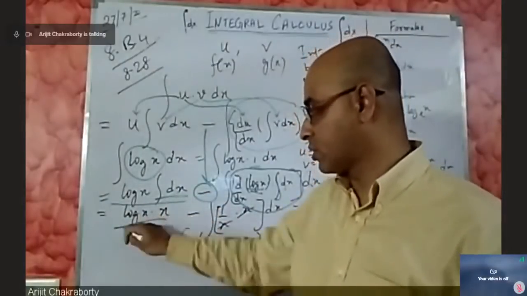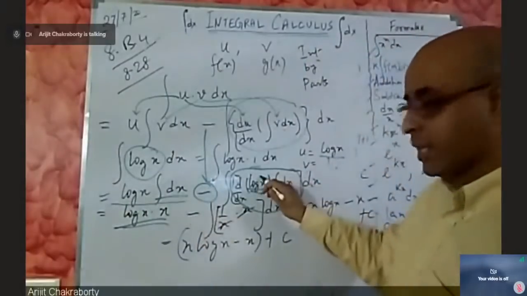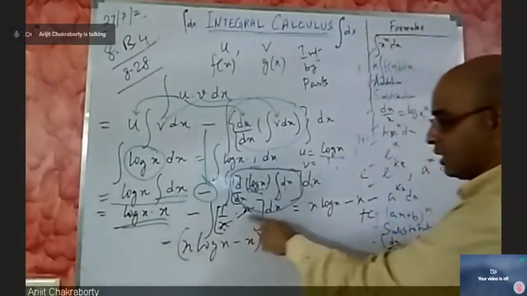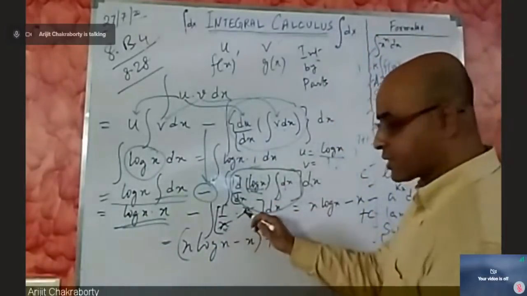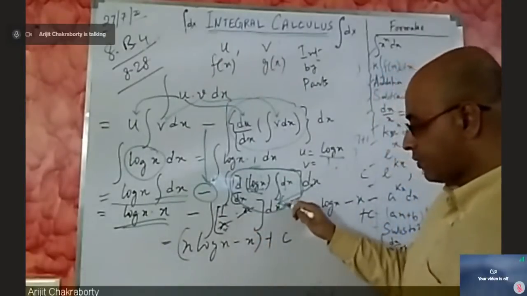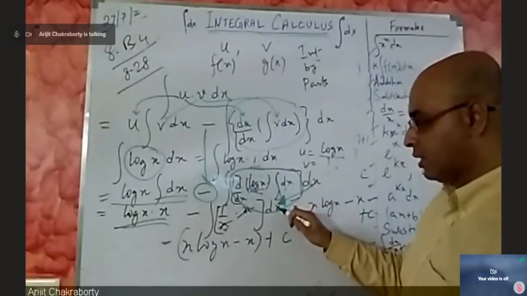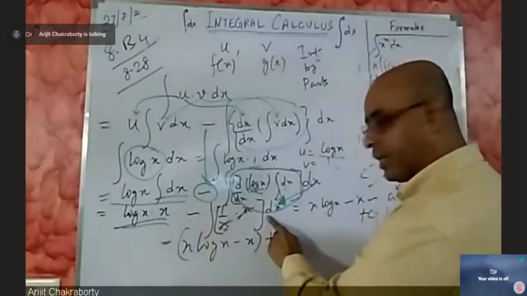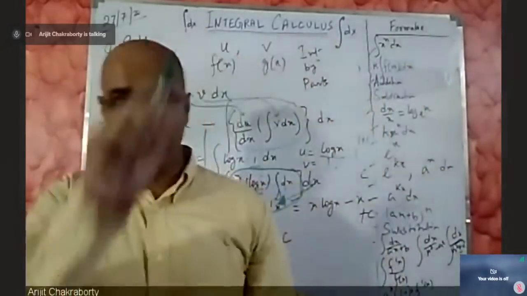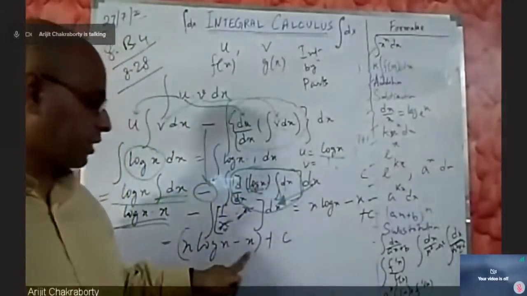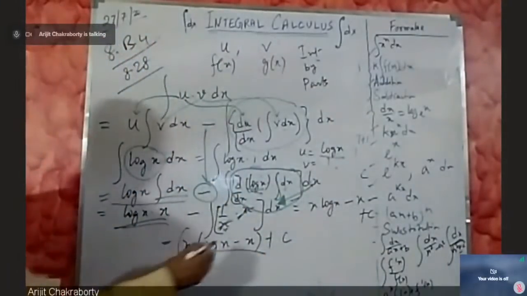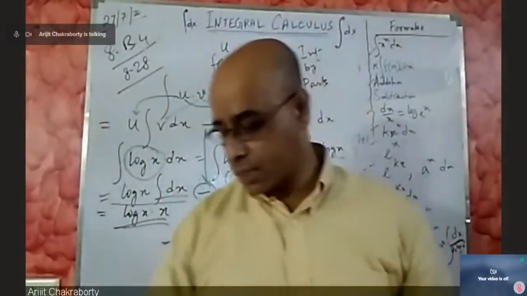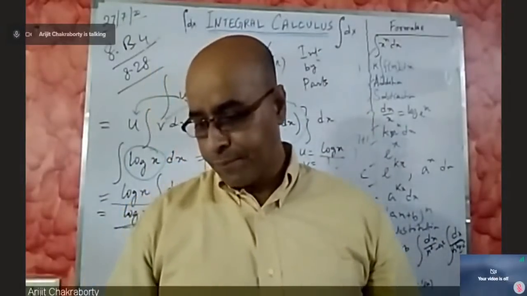So x log x we have got. Minus, the differential coefficient of log x is 1 by x. This 1 by x cancels with x, because the integral of dx is x. x and x cancel out. This dx comes here. So if you see here, x cancels out, so you get only dx. Integration of dx, that is x. So we have got x. So the answer is x log x minus x plus c. This is what we call integration by parts. Okay.